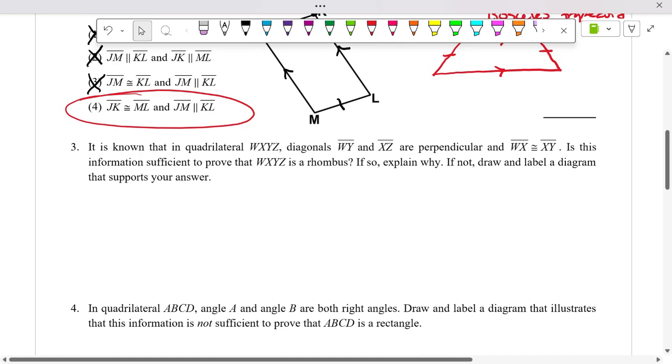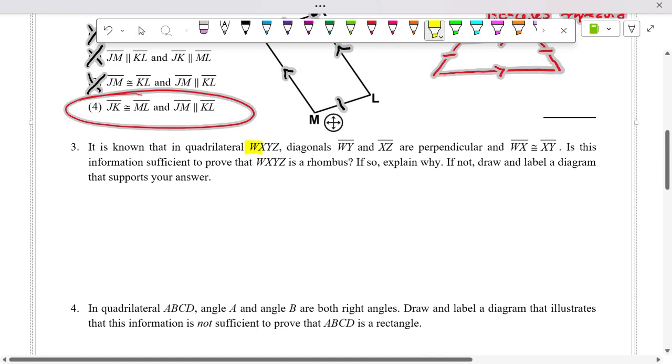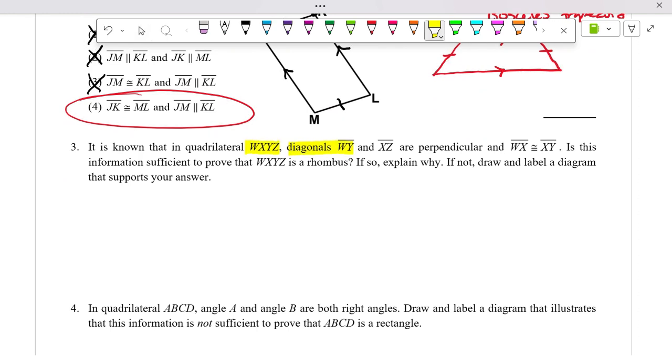All right, it is known that in quadrilateral WXYZ, diagonals WY and XZ are perpendicular and WX is congruent to XY. And it's asking, is this sufficient to prove that the quadrilateral is a rhombus?